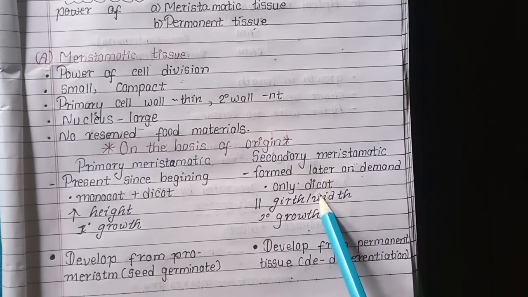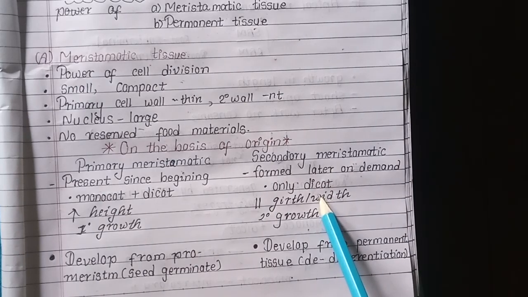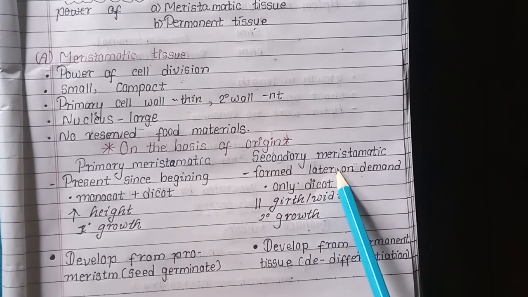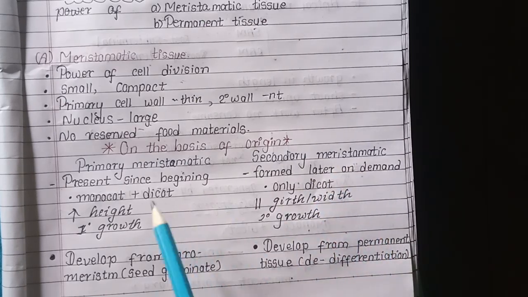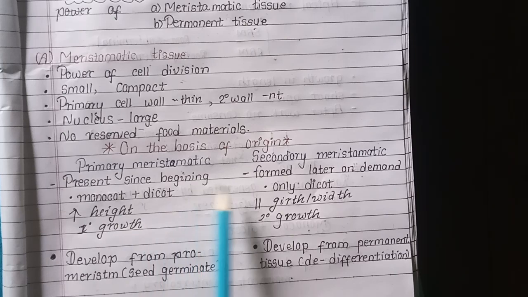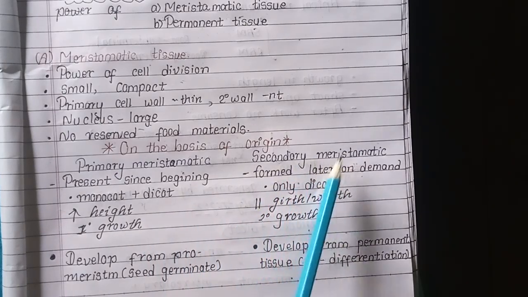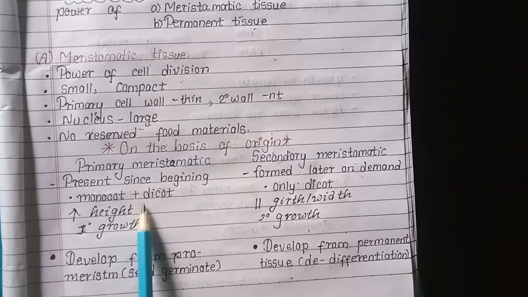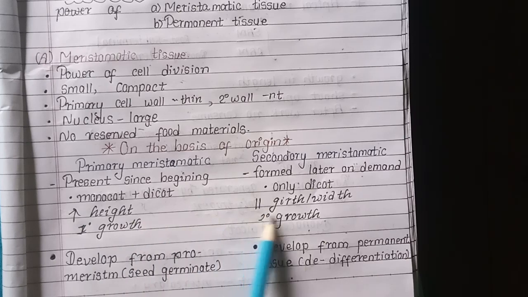It is only found in dicots, because to increase the growth of the dicot plant, they need secondary meristematic tissue. But there is no demand for secondary meristematic tissue in monocots. That's why in monocots, secondary meristematic tissue is not found, but primary meristematic tissue is found in both monocots and dicots. It helps to increase the height. It helps in primary growth. It helps in secondary growth.